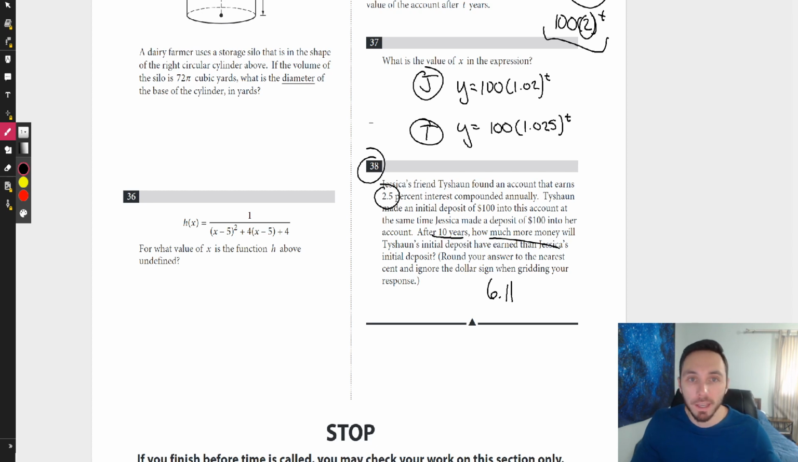And I realized I didn't really actually go over the answer for 37. What is the value of x? It was 1.02. So the answer for 38 would be 6.11. Ending our little game of visualizing on the SAT.